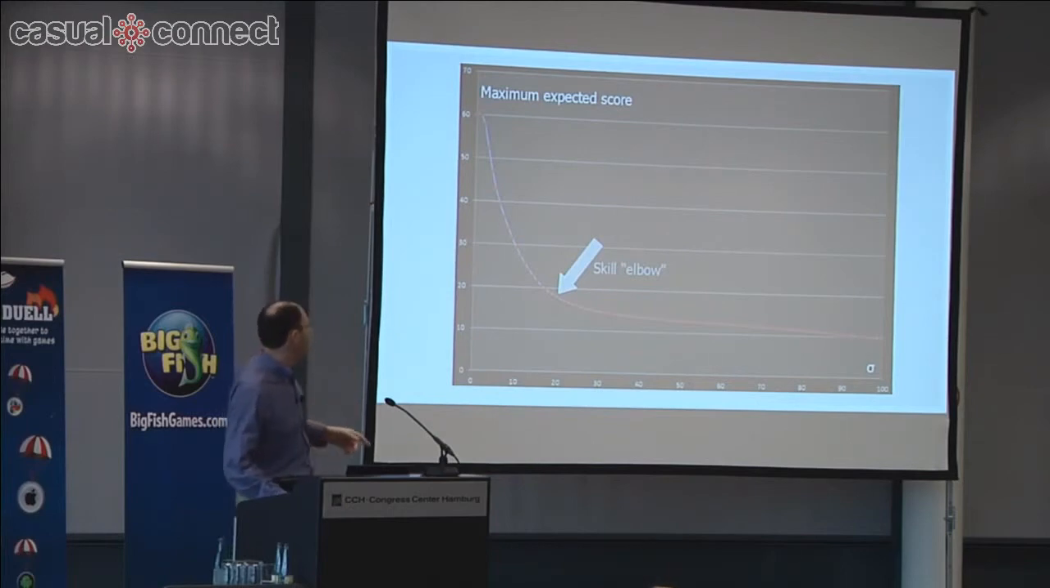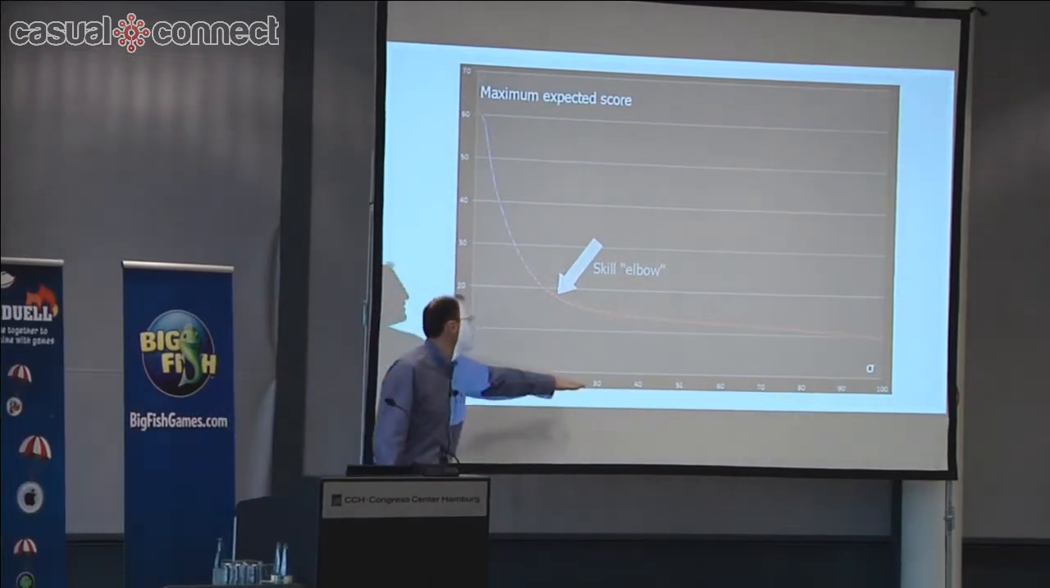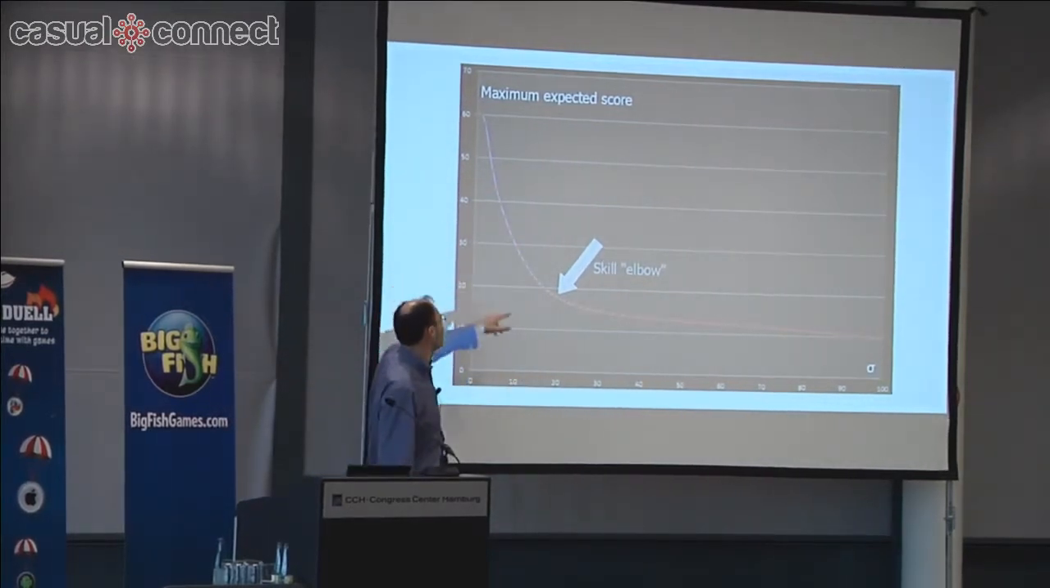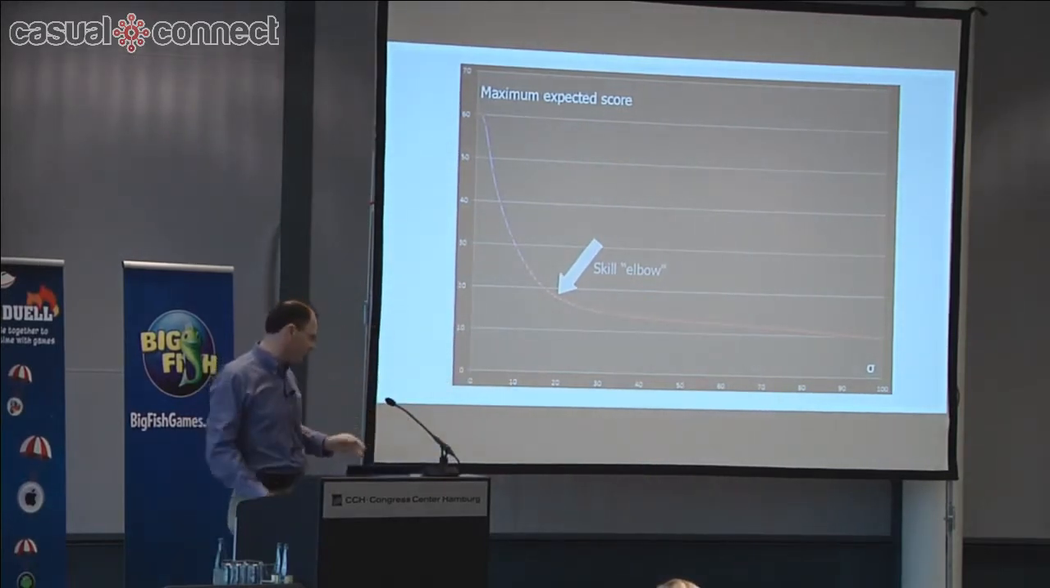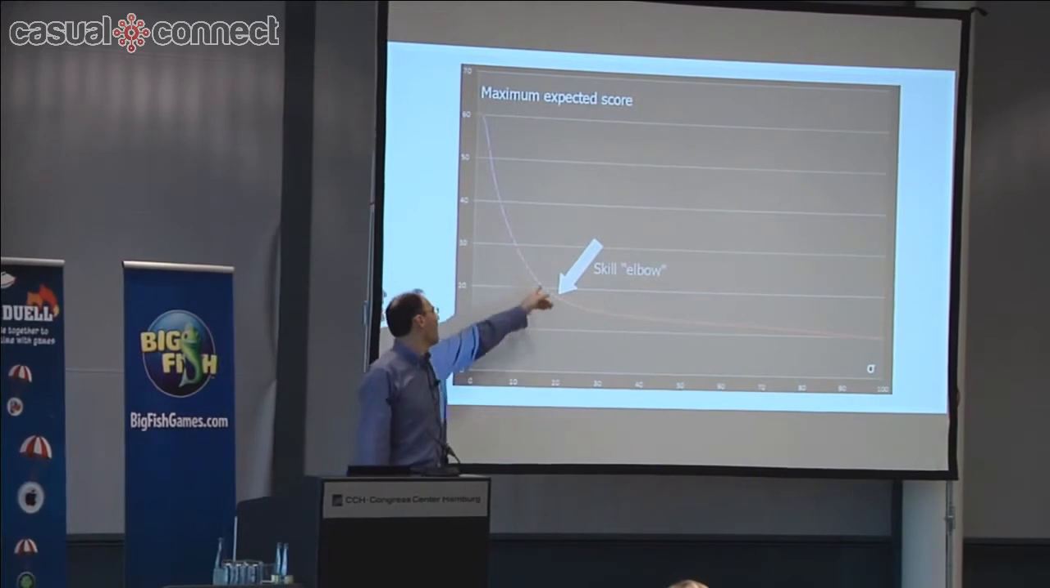Darts is one of the games. There's actually an interesting skill elbow. This is the standard deviation of your error, and this is the expected score. There's a skill elbow here, and it's interesting because there's a sharp curve. It says that if you play against a dart player who's really good, they're going to wipe the floor with you.